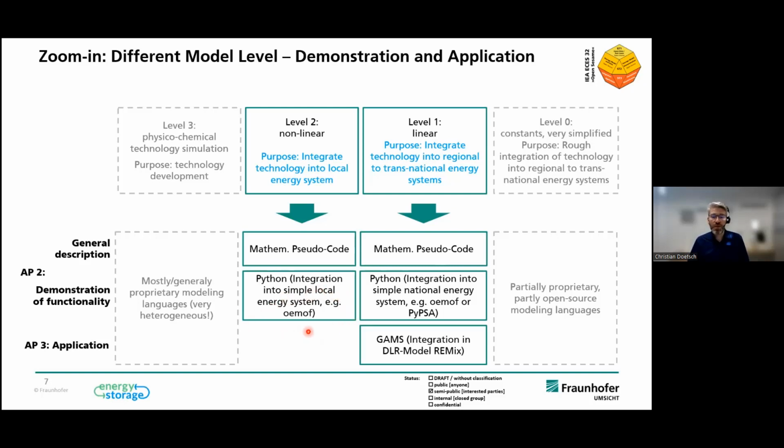For example, it's called ÖMOF. This is a system where you can simulate energy systems on a smaller scale, or on a simulation scale, that's correct. Or we can run it with PyPSA. This is a system for optimization. This could also be applied to different systems like GAMS, in the REMix model from the DLR, who is a participant in our group.